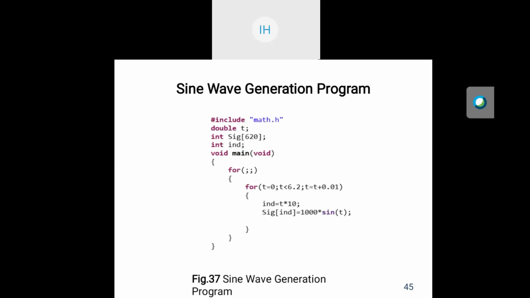Sir, we have to change the time for t equal to 0, t less than 6.2. Then we have to change it. No, no. That is the maximum time. Sin t in place of t value, you want to change the value, no? Okay, yes, sir.